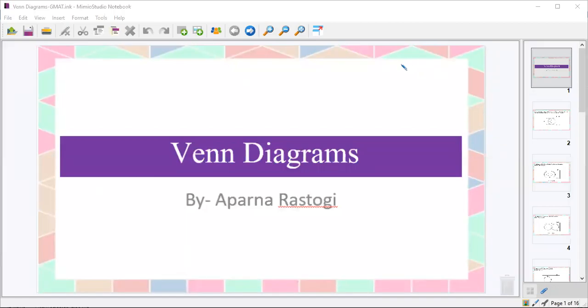Hello, everybody. So today we are going to discuss Venn diagrams, which is an application of the concepts of set theory. And in Venn diagrams, we are actually going to use the data and represent it in a diagrammatical format, which makes it much easier to understand, much easier to solve.